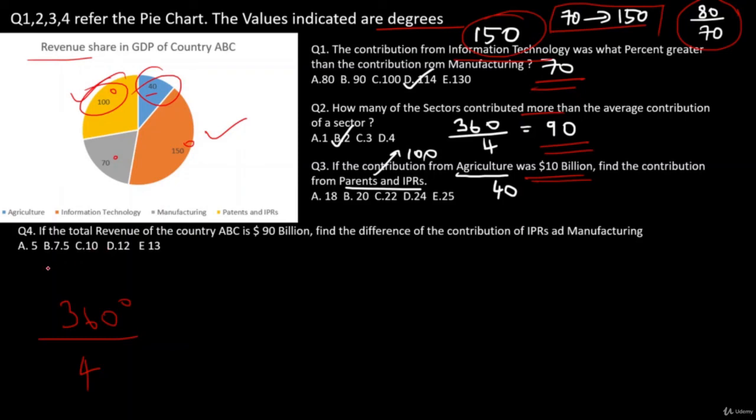So this is nothing but a direct application of the unitary method, which we always do. Like if you go to a shop and you say that 5 mangoes cost 100 rupees, how much does 10 mangoes cost? It's the same thing that we are applying over here.